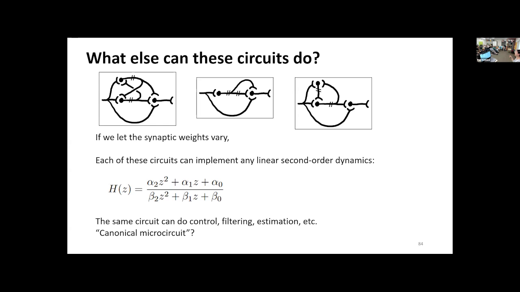Second order dynamics doesn't have to be second order control. It can also be estimation for a second order system. Possibly vaguely related to the idea of canonical microcircuits. So you see the same circuit pattern in the brain over many places. So I guess you could think if we're doing second order computations everywhere, we'll just have the same motif over and over again with different ways to do the specific task.